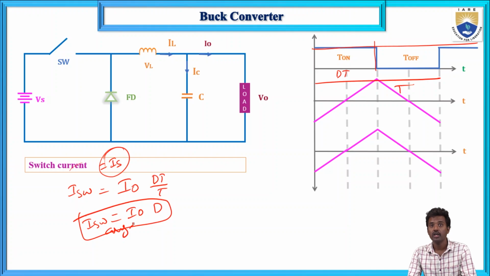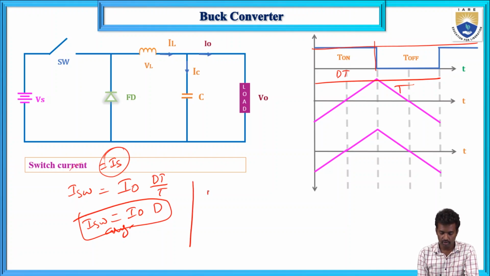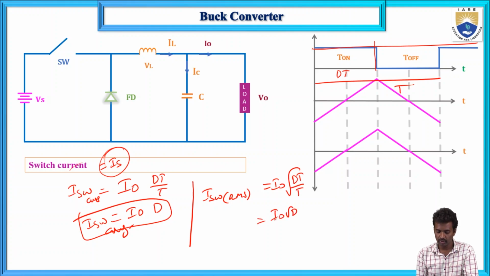If we calculate the RMS value, ISW RMS equals I naught into square root of dt by T, that equals I naught square root of D. So this is ISW RMS. When the switch is on, only then do you need to calculate the source current.